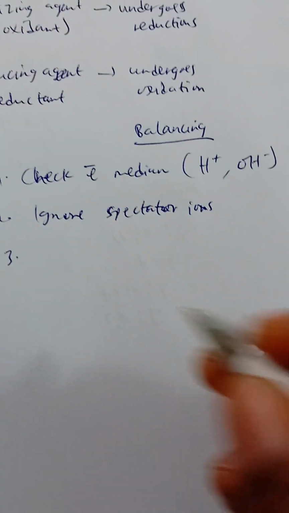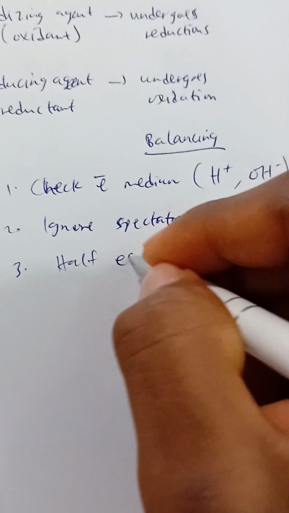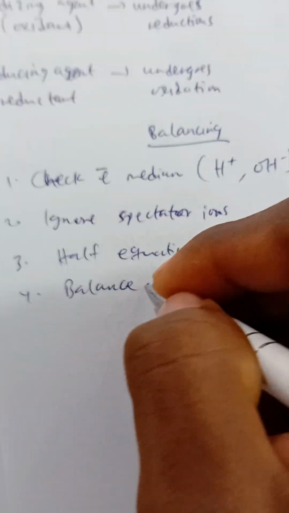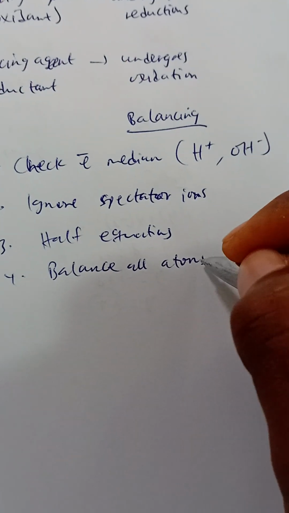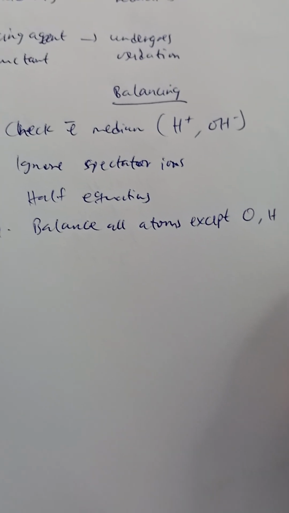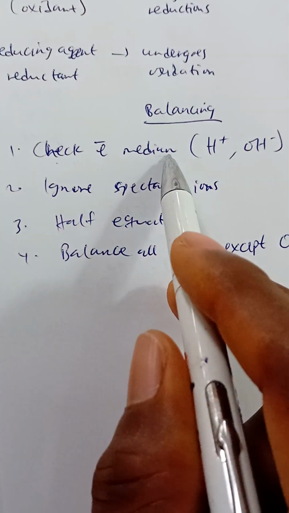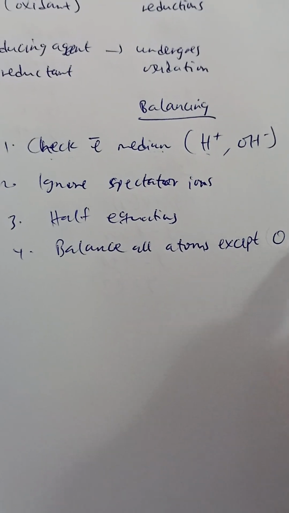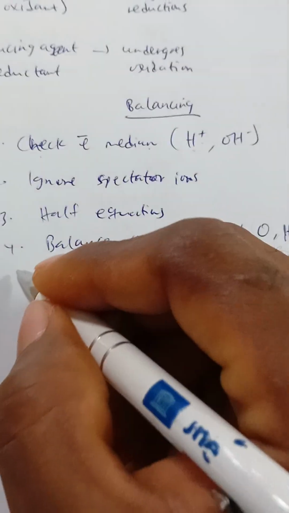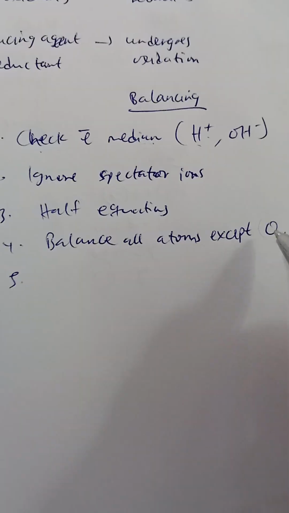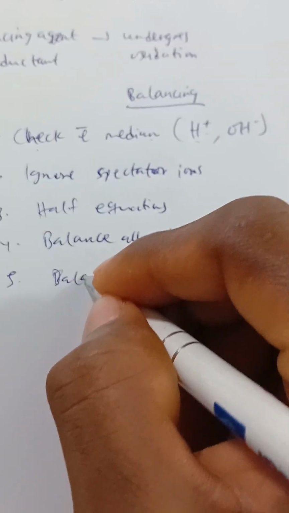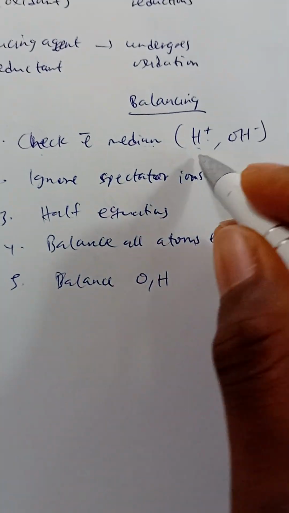Then three, get your half equations. Then four, you balance all atoms except oxygen and hydrogen. There's a special way we balance oxygen and hydrogen here, and that's why I say first, before you start, check the medium. The medium will show us how to balance the oxygen and the hydrogen, whether it's acidic medium or basic medium. So after you balance all atoms except oxygen and hydrogen, then you can proceed to balance oxygen and hydrogen depending on the medium.